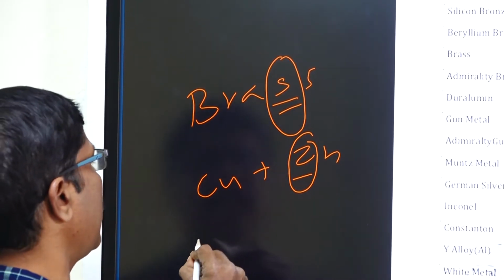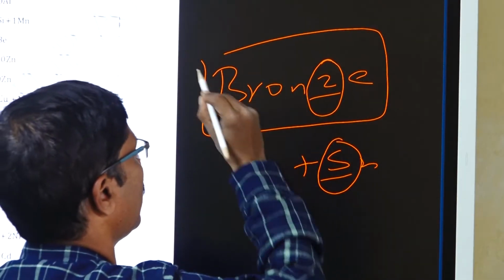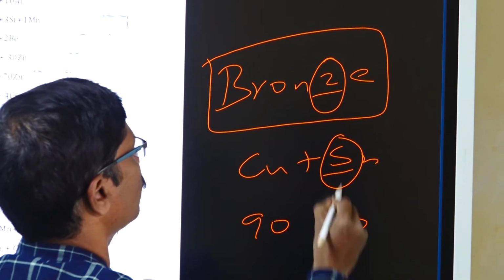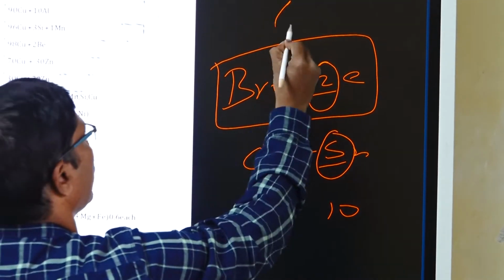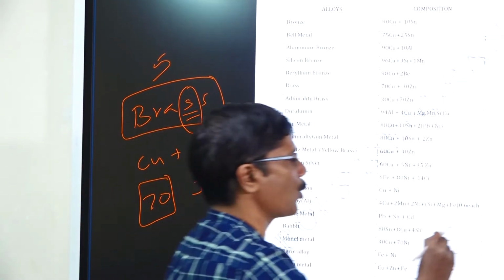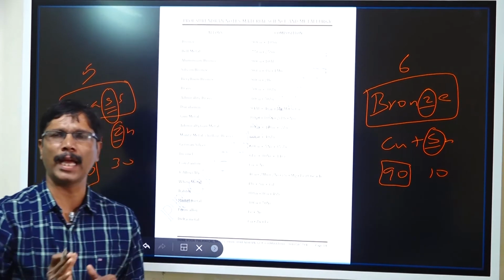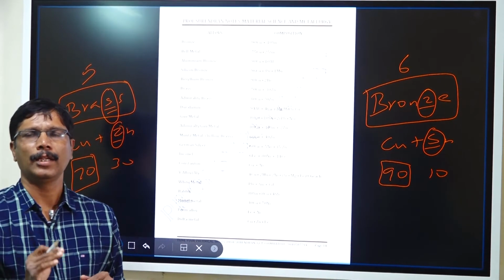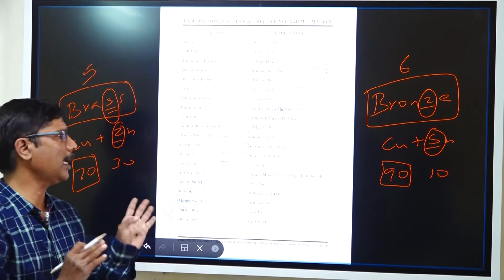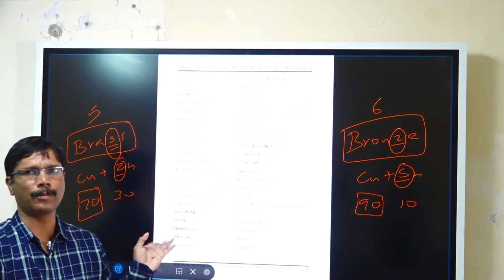Brass contains 70-30 because the number of letters is less here. Bronze contains 90-10. So brass is a 5 letter word, bronze is a 6 letter word. For the 5 letter word, copper composition is less. For the 6 letter word, it is more composition. You can easily remember the amount of copper in brass and bronze.